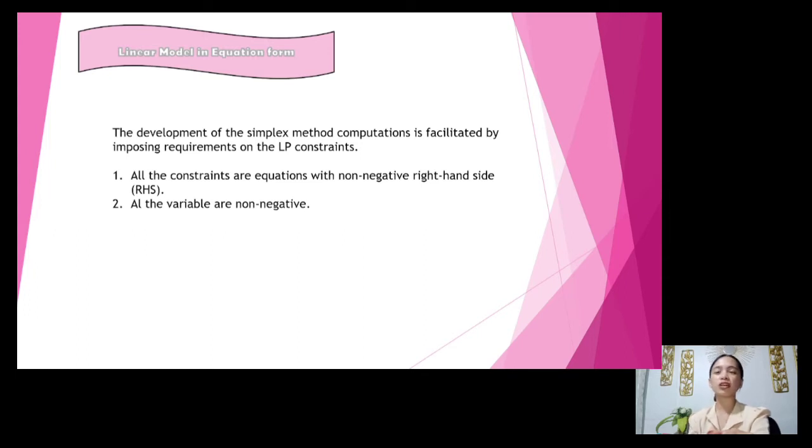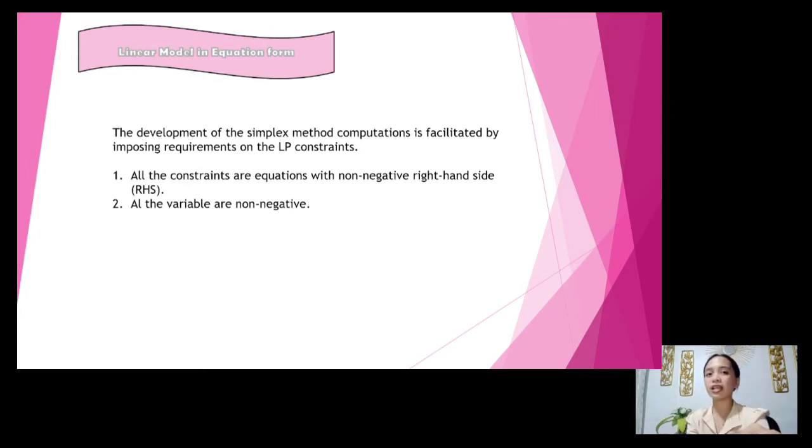So the development of the simplex method computation is facilitated by imposing requirements on the LP constraints. Linear programming is also known as LP. So these are the requirements in a linear model in equation form. All constraints are equations with a non-negative right-hand side, or RHS. We will encounter RHS later.